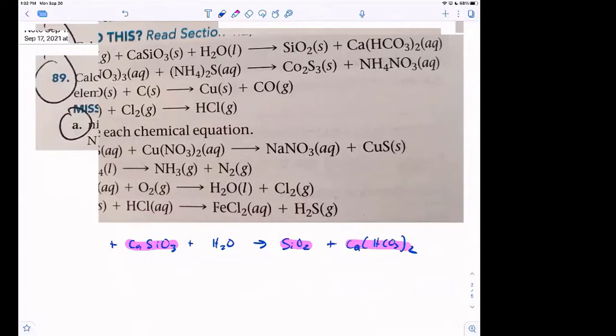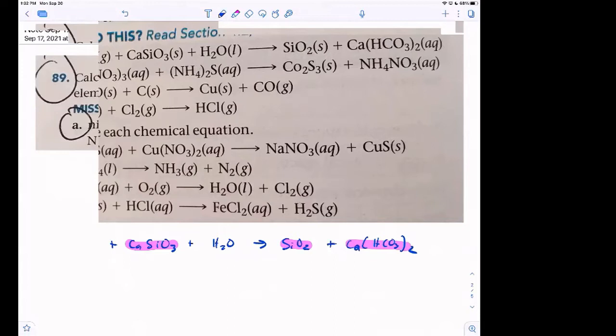So for every one of the calcium silicates that I have on the left of the equation, I'm going to have 1 unit of silicon dioxide and 1 unit of calcium bicarbonate, HCO3, or hydrogen carbonate. So the calcium bicarbonate to silicon dioxide to calcium silicate ratio is all going to be the same.